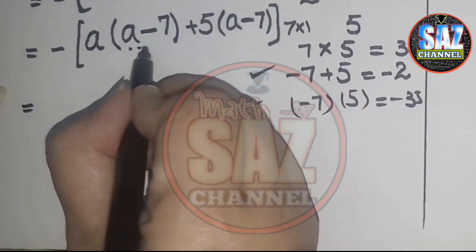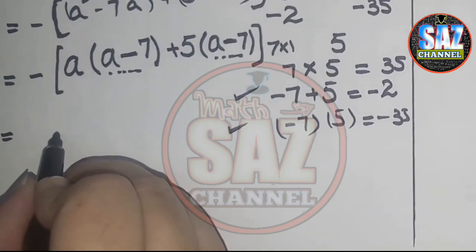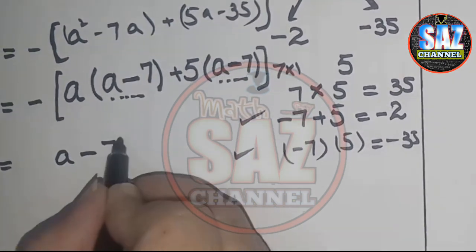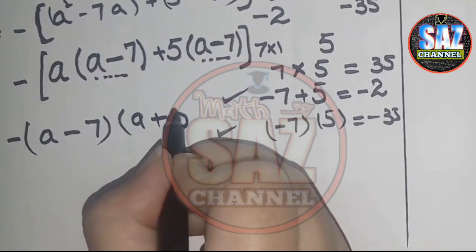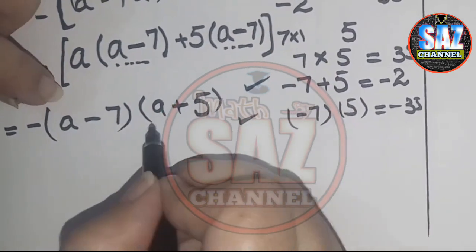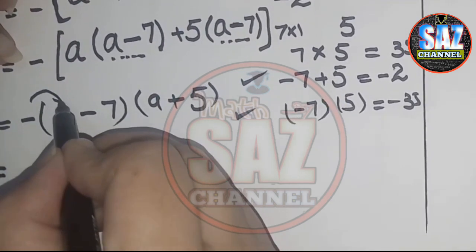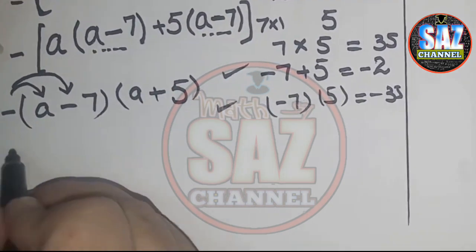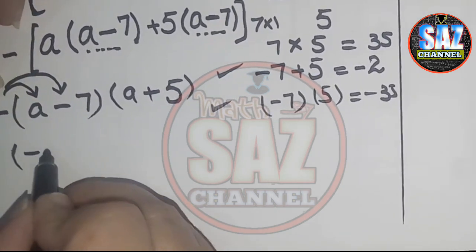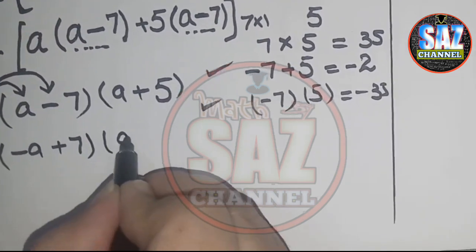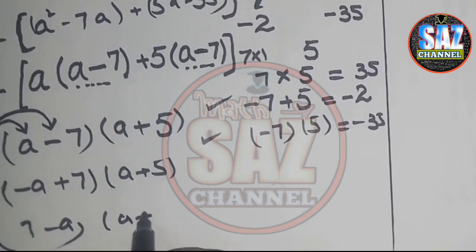Now you can see that this bracket is common in both parts. So I pull the common factor out: a minus 7 and a plus 5. Now I have expressed my expression as the product of two brackets. Then I have to give my answer in a more simplified form. I will apply the distributive law and take this minus sign inside the bracket, and this becomes minus a plus 7 and a plus 5, or I can rewrite it as 7 minus a and a plus 5.